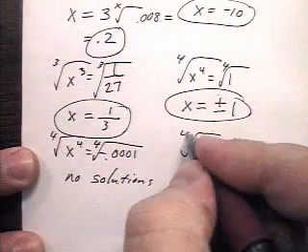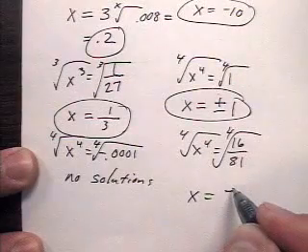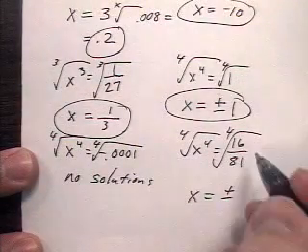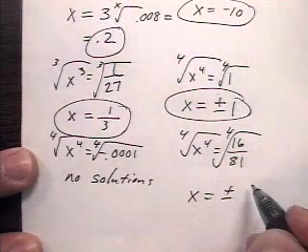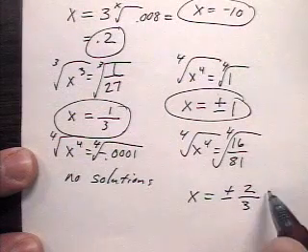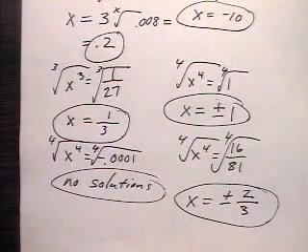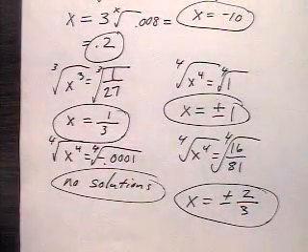What about this one? Taking the fourth root of both sides. Fourth root. X equals plus and minus, right? Because you're taking an even root of a positive number in a solving situation. We've got the fourth root of 16, that's a 2, and the fourth root of 81, that's a 3. Just a couple examples there that you can use.